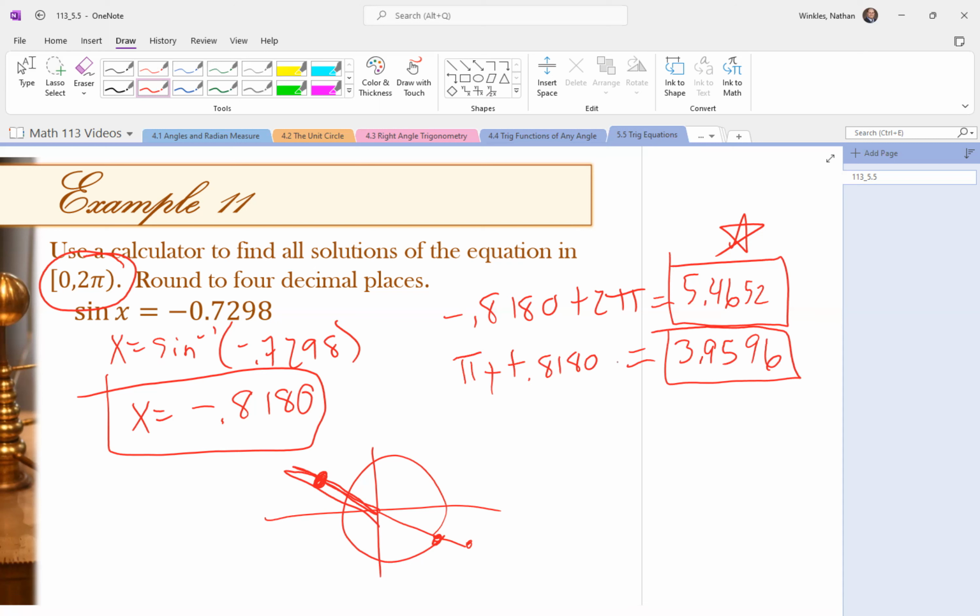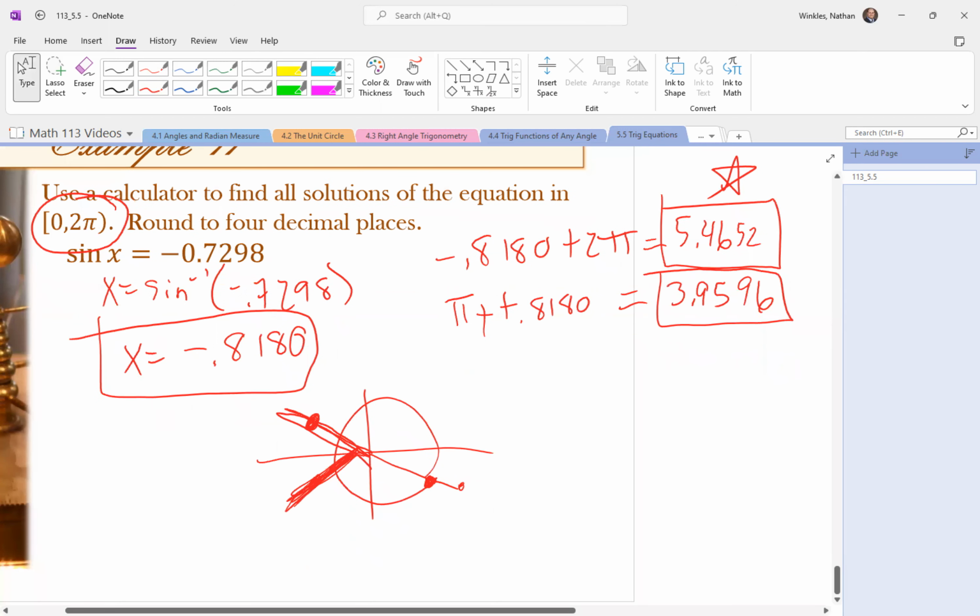That will give us the same exact value, because remember that for sine, that's the y value. So if we're down here and we need a negative, we also have one that's over here. That gives us the same y value. So therefore, the two solutions here would be 5.4652 and 3.9596. So it's going to take some time. You're going to get a hard lesson in using your unit circle in this lesson right here.